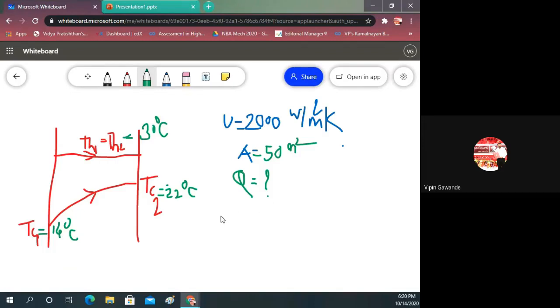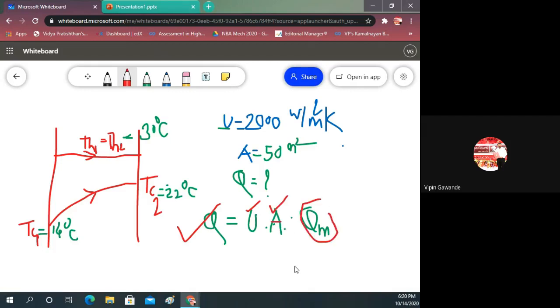Here it is very simple. What is the formula for Q? Q is equal to U, because U is given in the problem. So U A theta m. Now here what we have to calculate? We have to calculate Q. U is given in the problem, 2000. Okay, A is given in the problem. Now theta m is unknown.